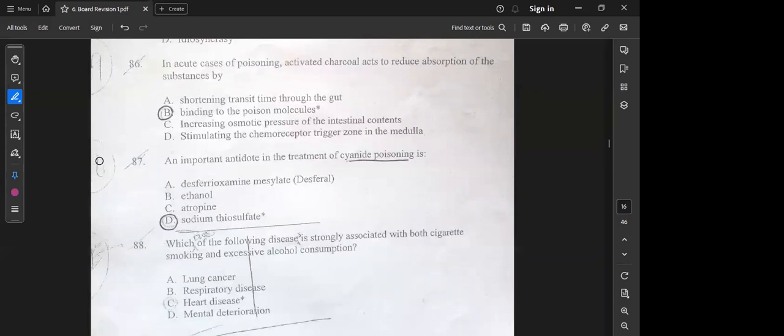Which of the following diseases is strongly associated with both cigarette smoking and excessive alcohol consumption? Lung cancer, that's mainly cigarettes. Respiratory, mainly cigarettes. Heart disease, mental deterioration. I also agree with heart condition.